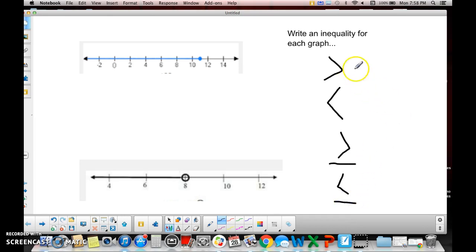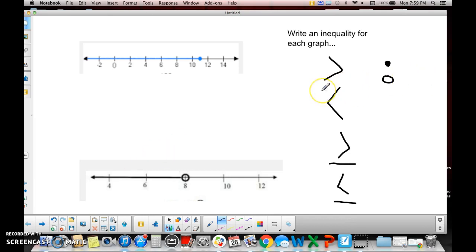Okay, and one more quick review. If you have a circle that is completely filled in, that means it includes the number. So for example, right there, that means it includes the number 11 because it's between 10 and 12 and it's a closed circle. And this open circle right here, which would look like that, and which is on the number 8, means it does not include 8, but it includes everything on the line, in this case, under 8 or below 8 or less than 8.